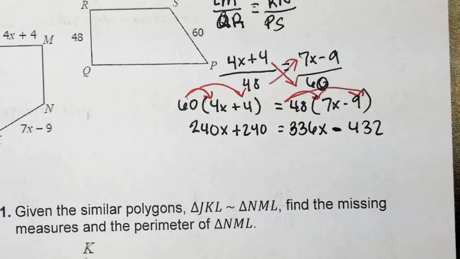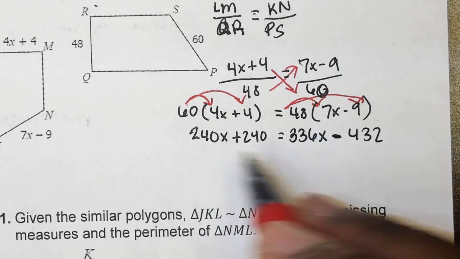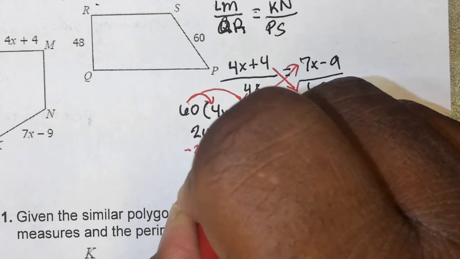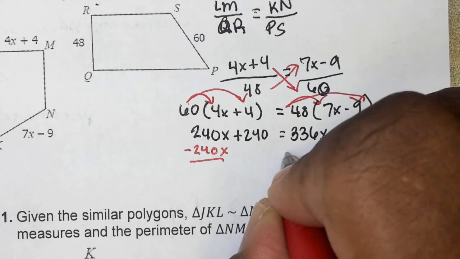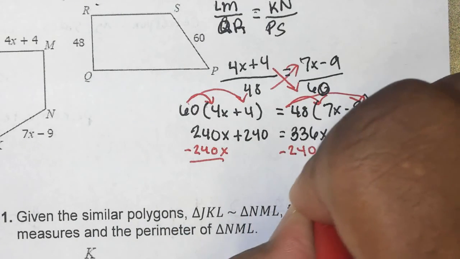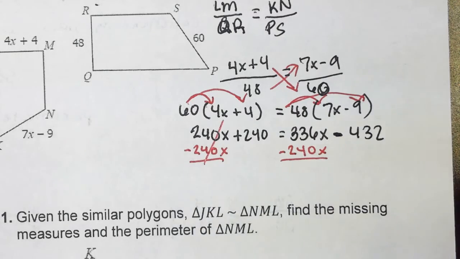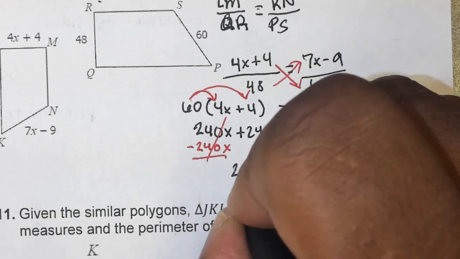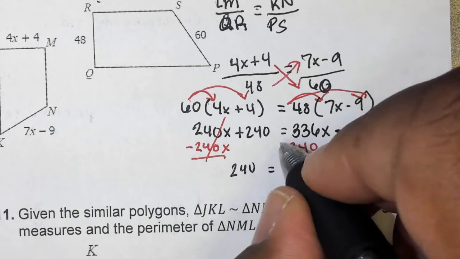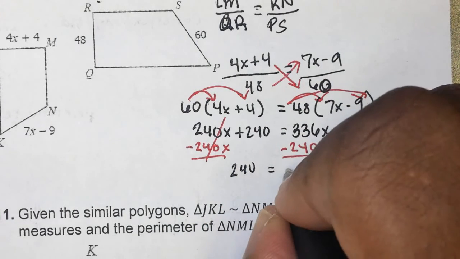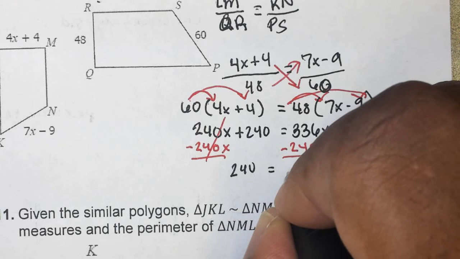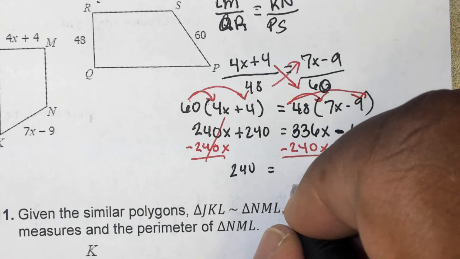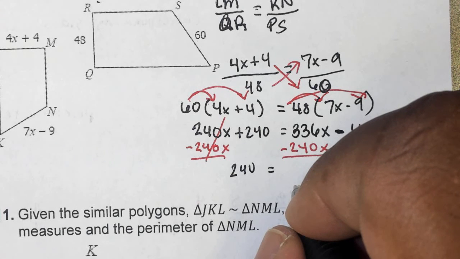Then from there, now you've got variables on both sides of the equation. You need to move the variable first. Subtract 240x, the whole thing. Put it on this side, the 240x cancels. Bring down 240. Doing this math, you get 96. No, not 96. Oh yeah, 96. Is that right?